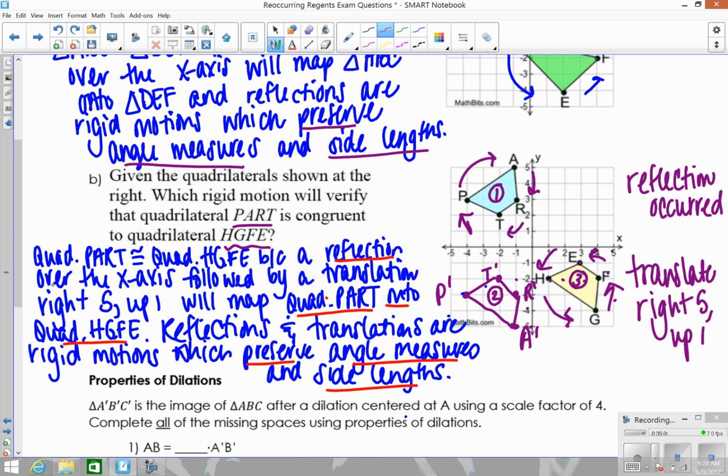Make sure you're specific with these. So you're saying exactly what you're reflecting over and exactly what you're translating by. If there was a rotation, make sure you say the center of rotation and the angle of rotation. Dilation, center of dilation, the scale factor of the dilation. Dilations, remember, are similarity transformations though. So that would prove similar figures, not congruent figures.